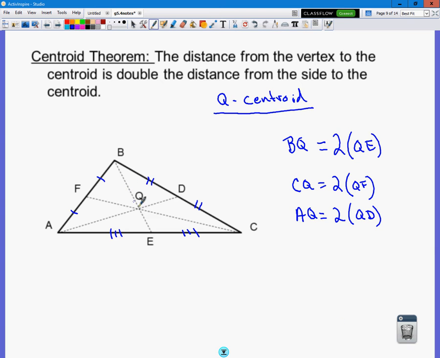If I told you that this one was 1, then up here would be 2. If I told you that this one was 4, then up here would be twice as big, or it would be 8. If I told you that this one was 8, how would I find this one? Instead of multiplying by 2, I would divide by 2, so this would be 4. Okay? The distance from the vertex to the centroid is twice the distance from the centroid to the side.